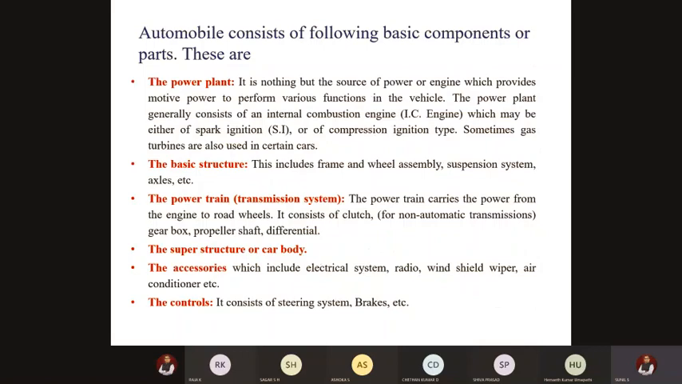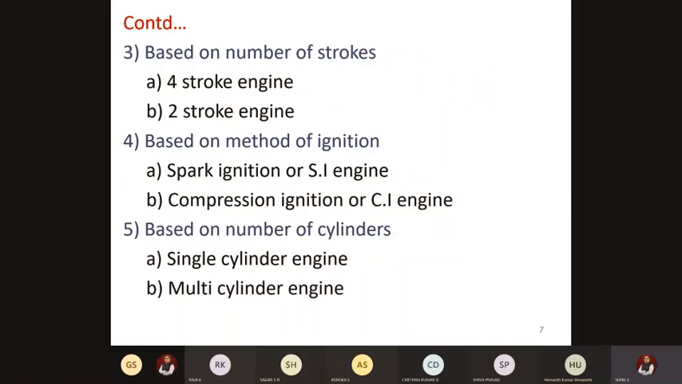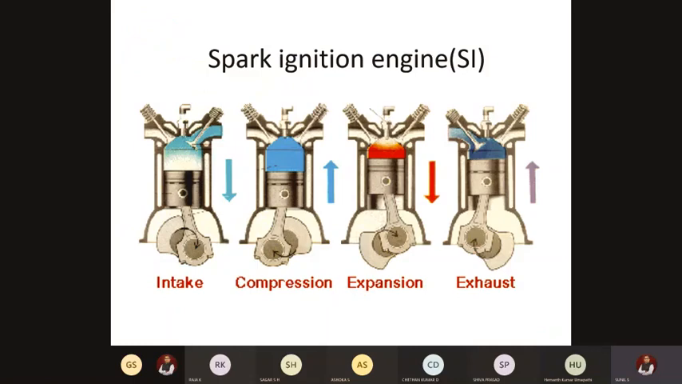Okay. Next, classification of IC engines based on fuel used, based on thermodynamic cycle, based on number of strokes, based on method of ignition, based on number of cylinders, based on the position of cylinder, method of cooling. Okay, so there are 7 types which we had discussed.